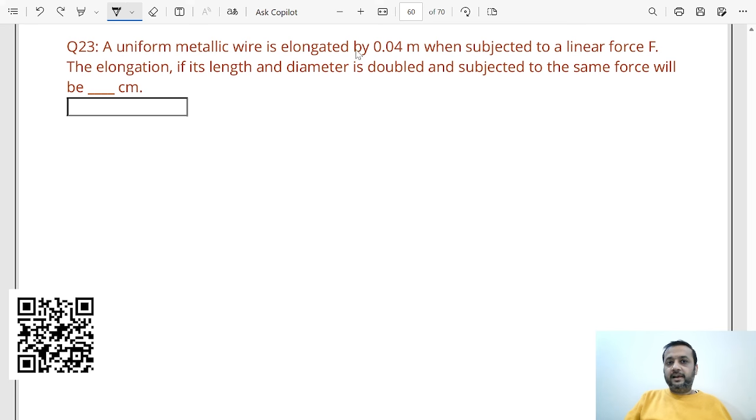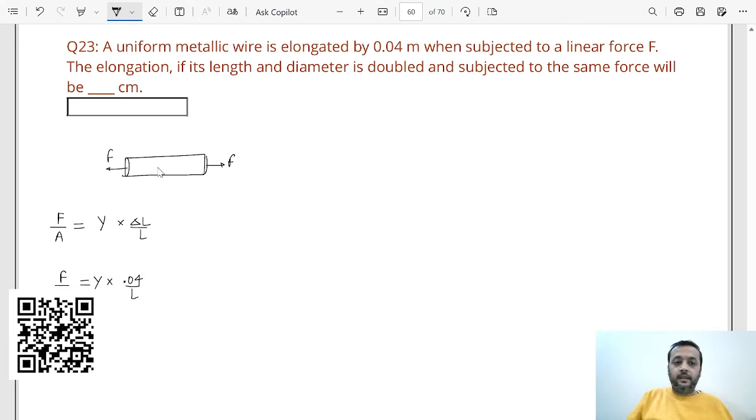A uniform metallic wire is elongated by 0.04 meter when subjected to a linear force F. The elongation, if its length and diameter is doubled and subjected to the same force. So basically, let us say that this is a uniform wire and this is subjected to a force of F. Okay. So we know that F upon cross sectional area equals Young's modulus into delta L upon L. So in this scenario, the delta L was given as 0.04. Okay, and length of the wire was L and the cross sectional area was A.